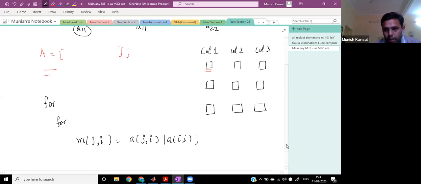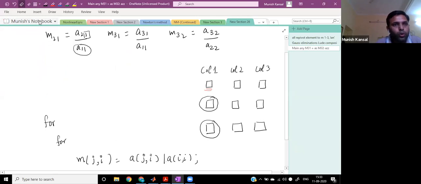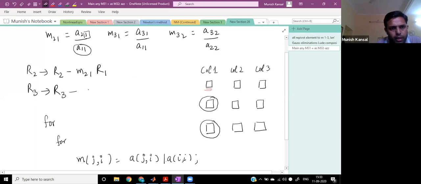Now, the second step. What is the second step? You make these entries equal to 0, right? You make these entries equal to 0. So we write down row operations, right? What is the row operation? In R2, what did we apply? R2 minus M21 times R1, and in R3, what operation did we apply? R3 minus M31 times R1, right? From here the zeros will be created, and what was the last operation we applied?